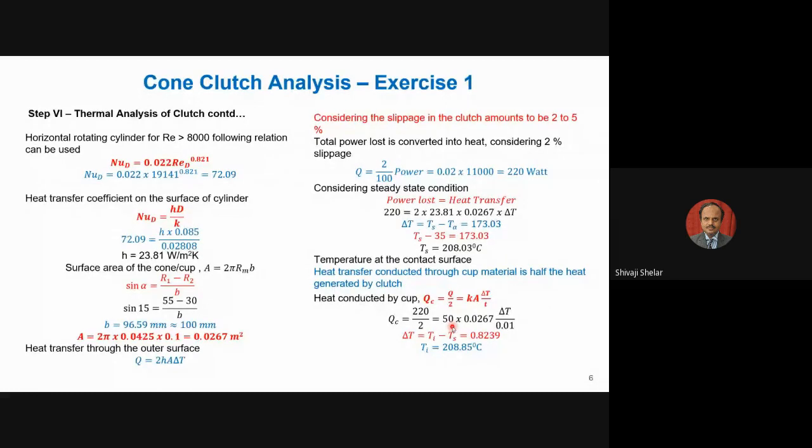Brass or, say, copper has a very high value of thermal conductivity. Brass has thermal conductivity in the range of 100 watt per meter per Kelvin to around 220 watt per meter per Kelvin. Brass is not pure copper, it is an alloy of copper. Pure copper has thermal conductivity in the range of, say, 300 to 400 watt per meter per Kelvin.